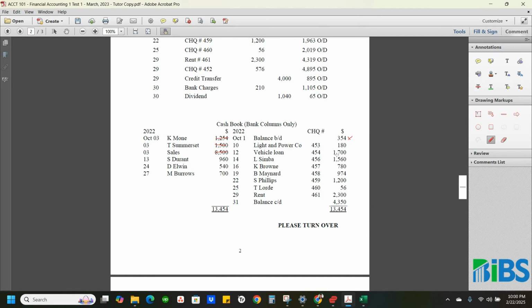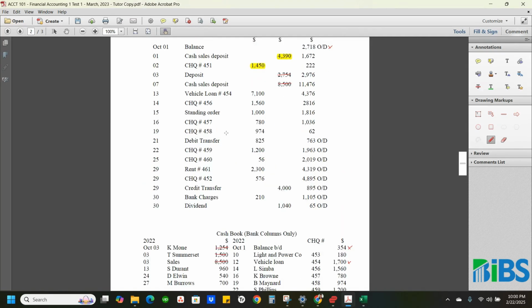So in the cash book, it is 1700. So it looks like these 1 and 7 were transposed. So we just put an X next to that so that we know we have to correct that. Good. We can cross this off because we're going to make a correction here. Check 456, 1560. We see that in our cash book, so we can cross those two off.